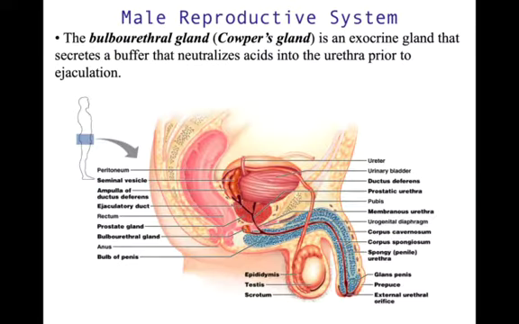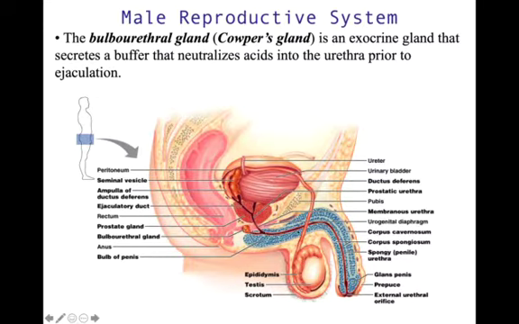Now, another gland right here is called the bulbourethral gland. It's also known as the Cowper's gland. Notice that it also merges onto the urethra. And what does the Cowper's gland, or the bulbourethral gland, produce? It produces a buffer that neutralizes acids within the urethra before ejaculation. So again, it produces a buffer that neutralizes acids within the urethra prior to ejaculation.